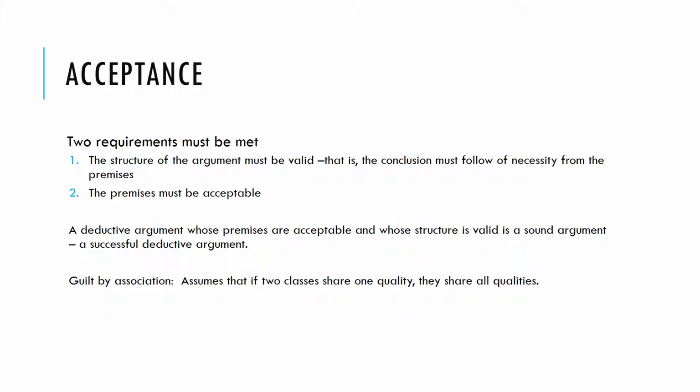When we talk about the acceptability or the soundness of an argument, two requirements must be met. First, the structure of the argument must be valid. That is, the conclusion must follow of necessity from the premises. And two, the premises must also be acceptable. A deductive argument whose premises are acceptable and whose structure is valid is a sound argument, or a successful deductive argument. We have to be careful, though, about the fallacy of guilt by association, which assumes that if two classes share one quality, they share all qualities, which of course is not necessarily the case.